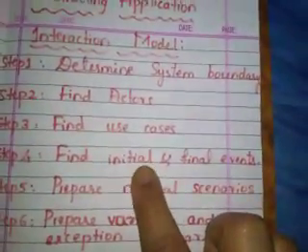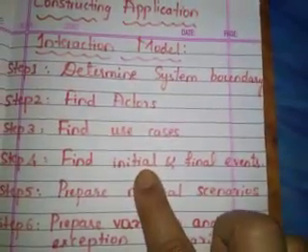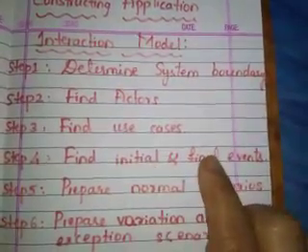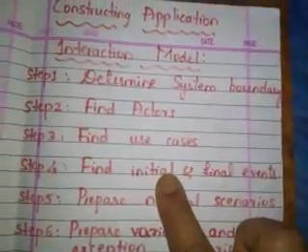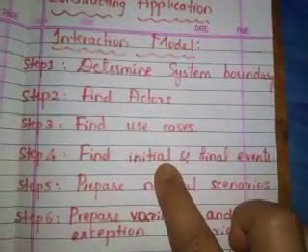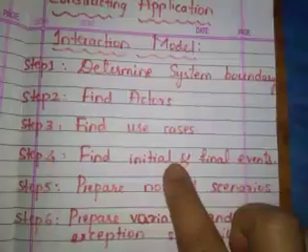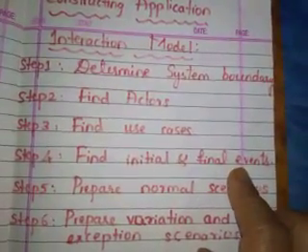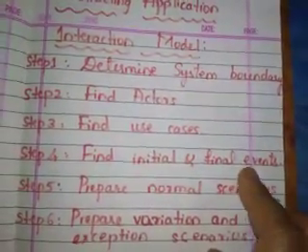Next is the initial and final event, that is, who initiates the interaction and which event will end it. Example, in the interaction between an ATM and the customer, the initiation is by the customer by inserting the card, and the final event is by the ATM, which dispenses the cash and the card out.